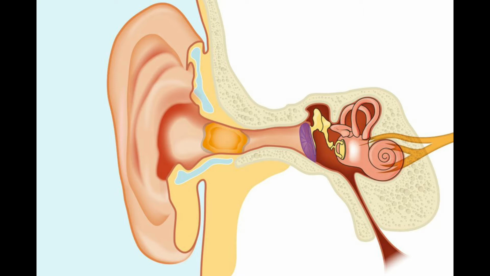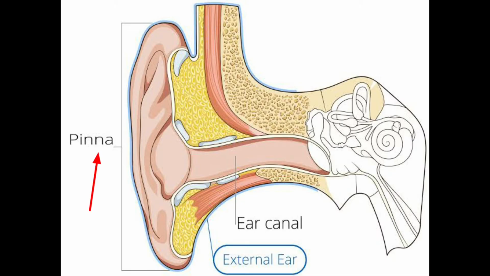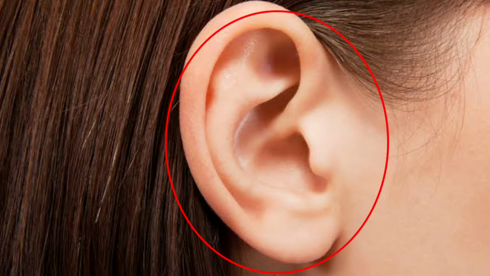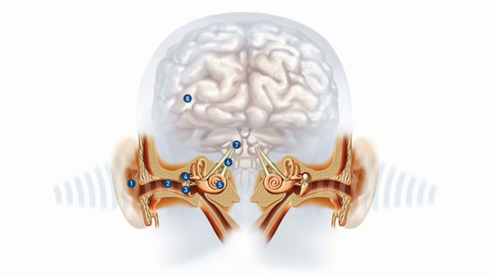In mammals, the ear is usually described as having three parts: the outer ear, the middle ear, and the inner ear. The outer ear consists of the pinna and the ear canal. Since the outer ear is the only visible portion of the ear in most animals, the word ear often refers to the external part alone.